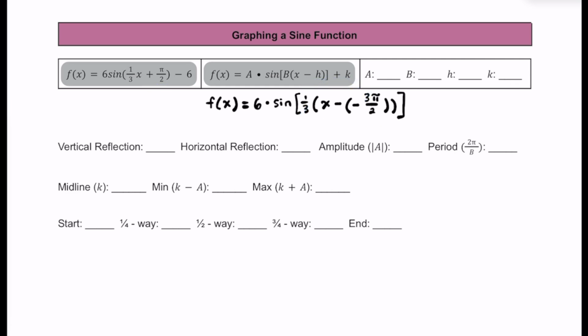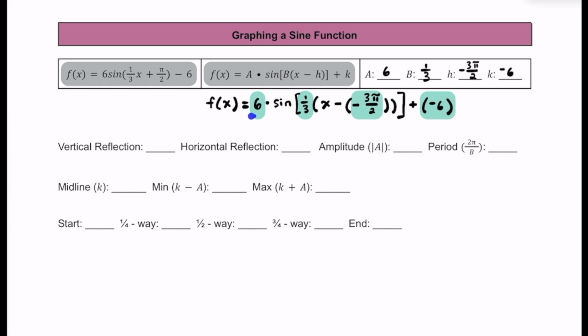Finally, we have this plus k. In this case, the plus k is going to be plus a negative 6. So that's how we know what k is going to be there. It's a negative 6. All right, so our a value here is going to be 6. Our b value here is going to be 1/3. The value of h is going to be negative 3 pi over 2. And finally, k is equal to negative 6.